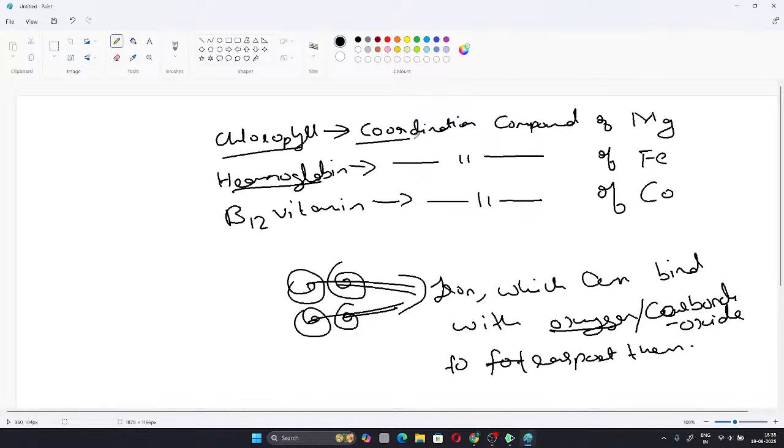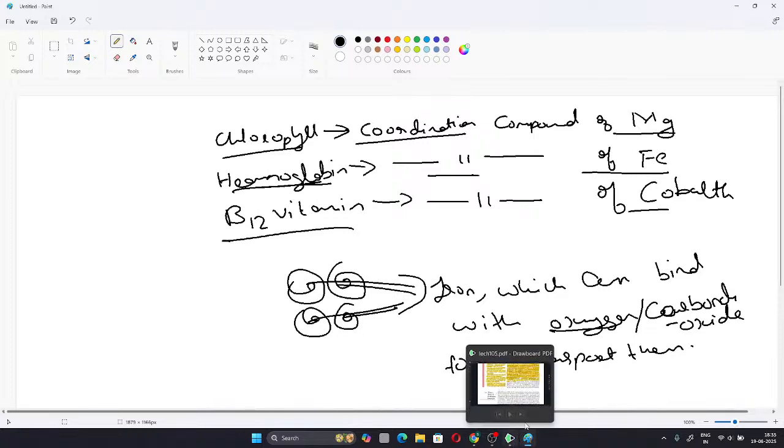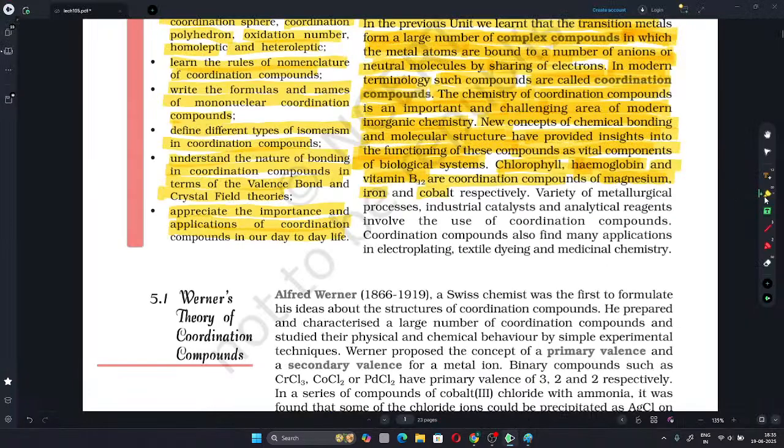Chlorophyll is a coordination compound of magnesium. Hemoglobin is a coordination compound of iron. Vitamin B12 is a coordination compound of cobalt. Let's continue reading.